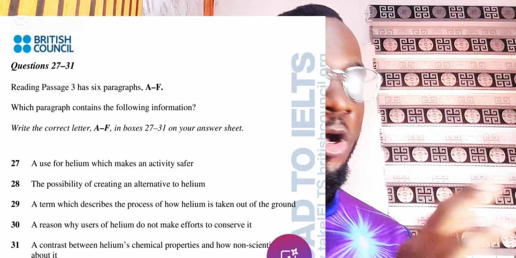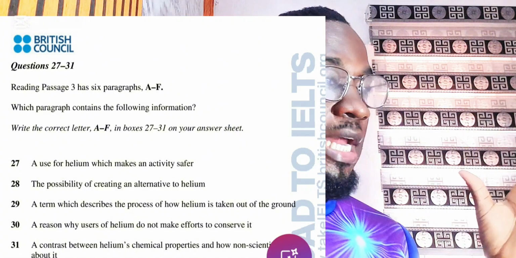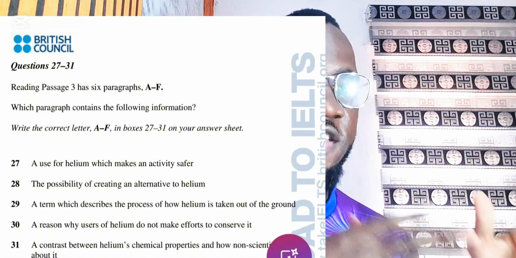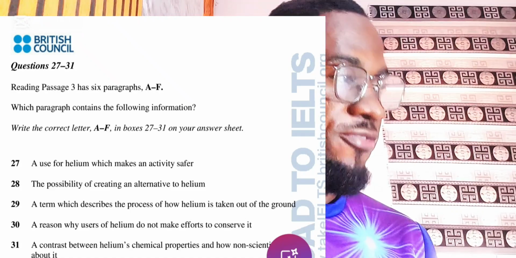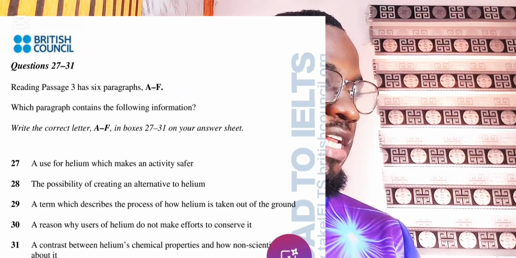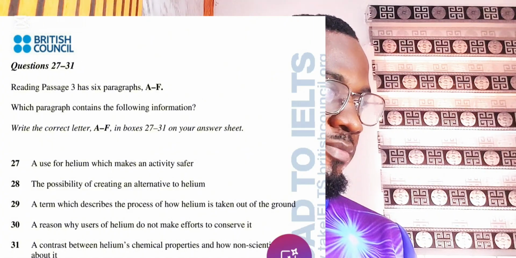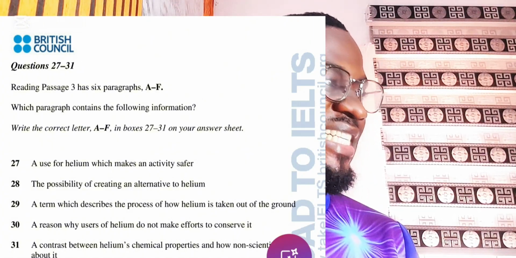So I said we should pick up keywords so that when we go into the paragraphs, we have them all in our head, and once we see the paragraph that contains any of the information, we can recall and pick that answer quickly. So in the first place, a use for helium which makes an activity safer. Keyword: use for helium. That is one thing. Then we have making an activity safer.